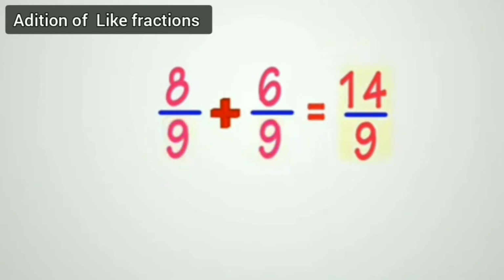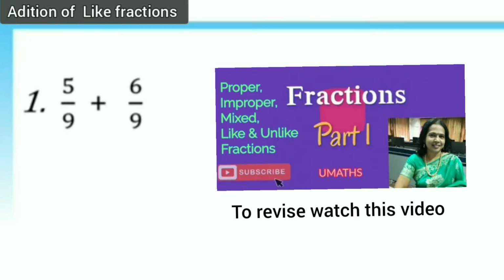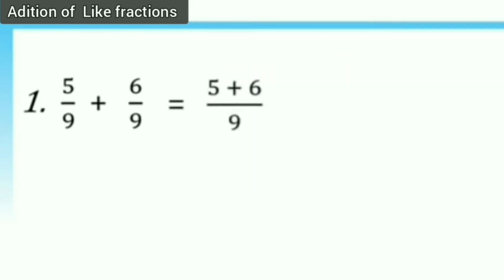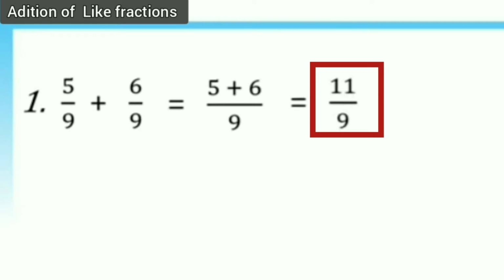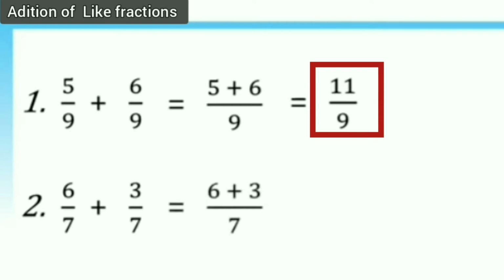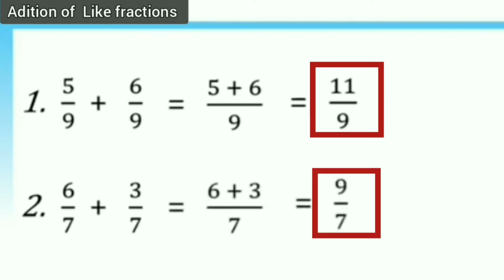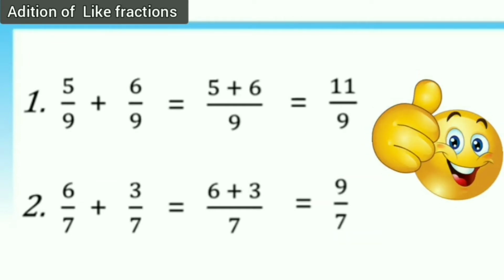You can also try with me. Observe these fractions. These are like fractions. The denominators are same. So carry the same denominator and add the numerators. 5 plus 6 is 11. So we get 11 by 9. In the second example, that is also a like fraction. So carry the same denominator 7 and add the numerator, which is 6 plus 3 is 9, and we get 9 by 7. I am sure you must have understood the addition of like fractions.